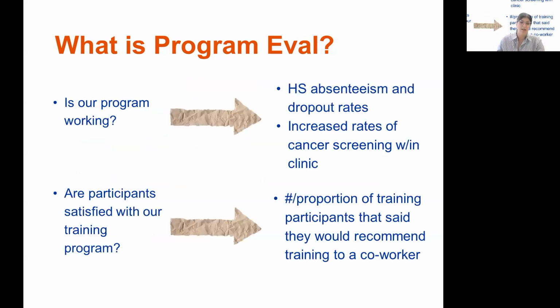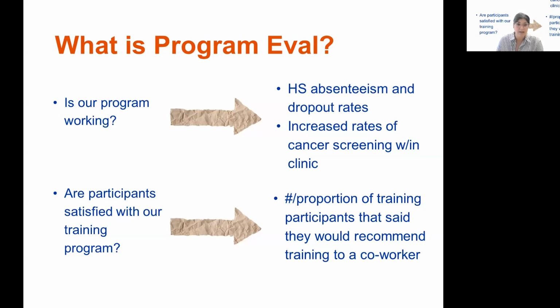So generally speaking, this idea of, is our program working, is really tied to this idea of measuring outcomes. So an example of the answer to, is our program working, some data or information that we might look at for something like a high school program might be something like absenteeism or dropout rates. For anybody who's ever done school-based programming, those are two really fundamental outcomes for a lot of school-based programs.